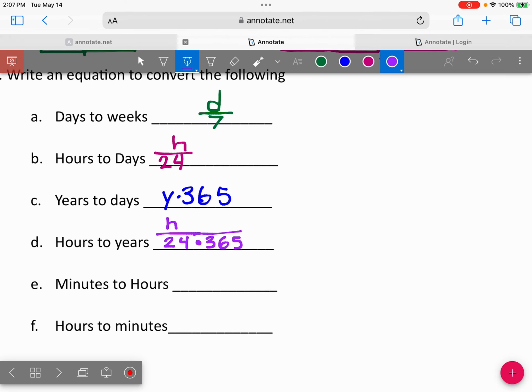So you can think of it like this and do it combined. You can do our hours to 24 in a day. Hang on, I'm going to write this as 3 separate things.